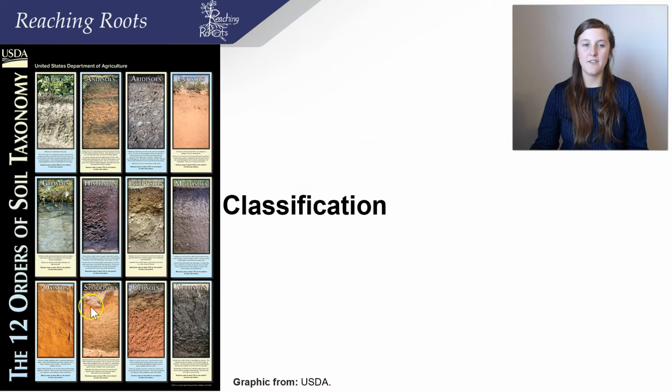In the US, we have 12 orders of soil that soil scientists use to classify different soils. It's a good idea to go onto the USDA website and learn about these different soils. You can determine what type of soil you have in your area using the USDA soil map.